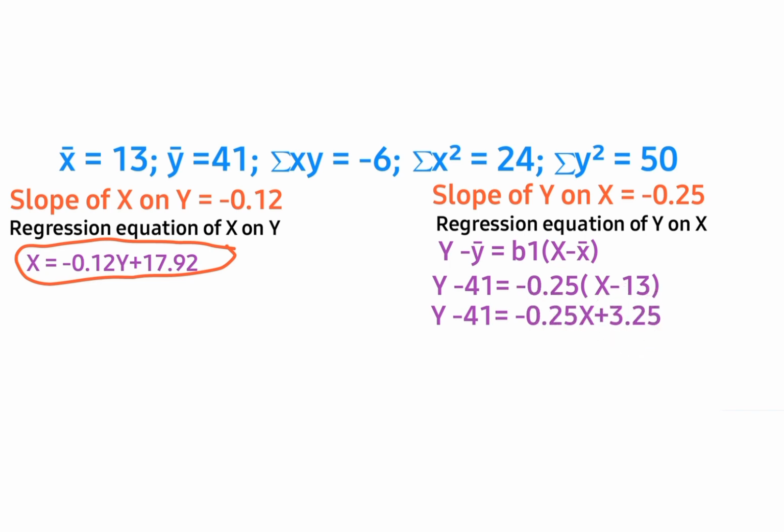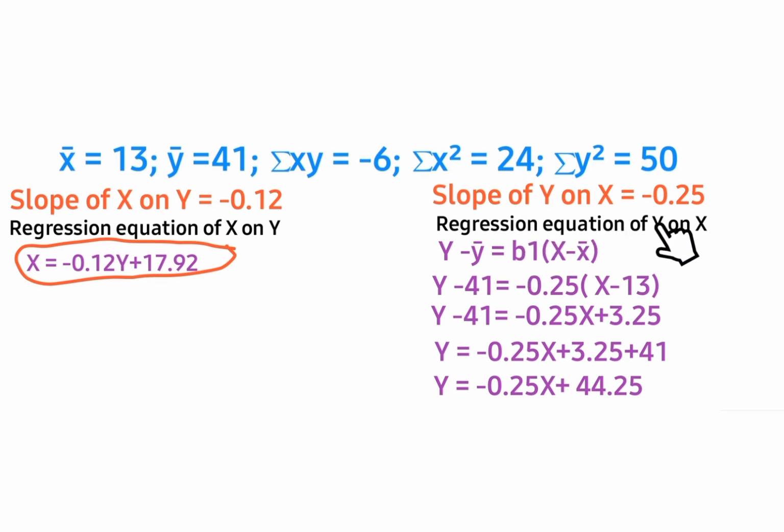At this point, we're expected to collect like terms. Looking at our equation now, on the left hand side, we could see a constant minus 41, right? And on the right hand side, we could see plus 3.25. So minus 41 crosses the right hand side, becomes 41. And now the equation becomes y equal minus 0.25x plus 3.25 plus 41. Of course, that gives us 44.25. Finally, the regression equation of y on x equal minus 0.25x plus 44.25.